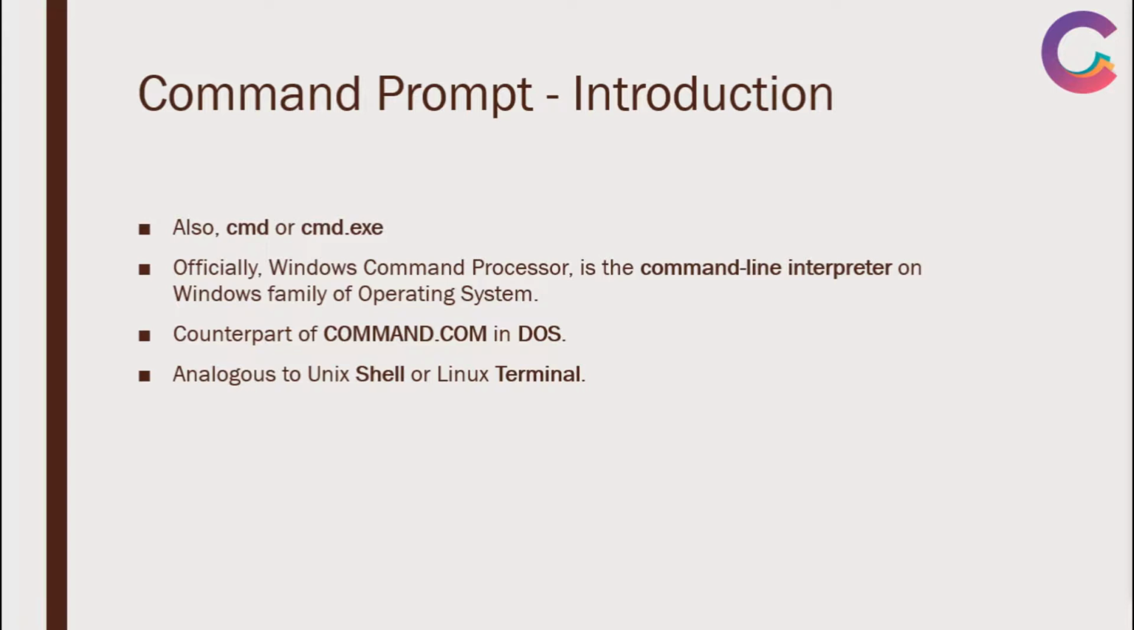DOS was an old operating system with command line interface only. Command prompt on Windows works more or less like the command.com in DOS. Unix and Linux operating systems also have a command line utility named shell or terminal. Command prompt on Windows works similar to the shell or terminal on Unix and Linux environments. Using command prompt, we can perform some tasks at the very basic level of the operating system, and we can also perform some tasks which may be a bit lengthy if performed through GUI.